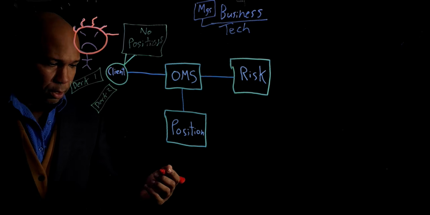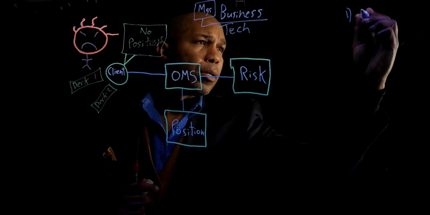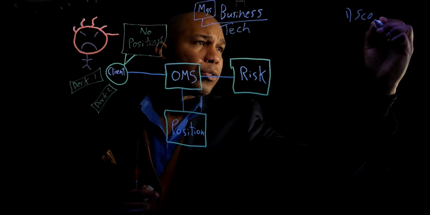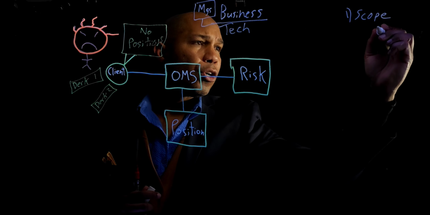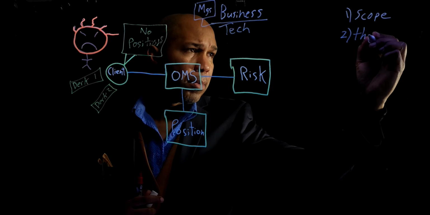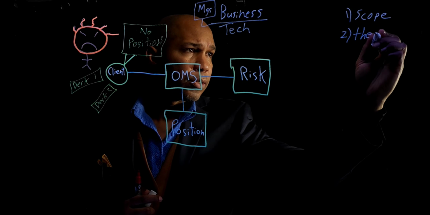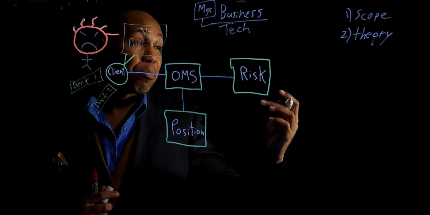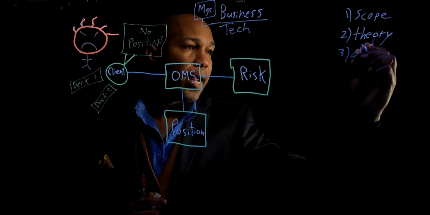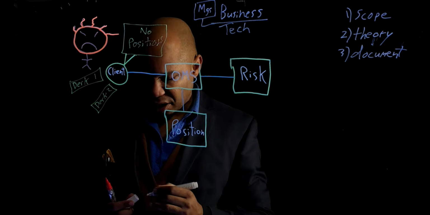The next thing is, we're supposed to be writing this down. So we want to know the scope of the issue system-wise and also business-wise. We want to come up with a theory, which is actually spelled a little bit differently, a theory of what we think the problem is, and we want to investigate that theory. And we want to document. You've got to document what's happening.